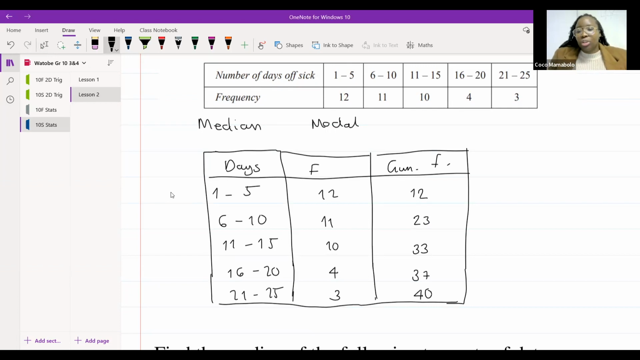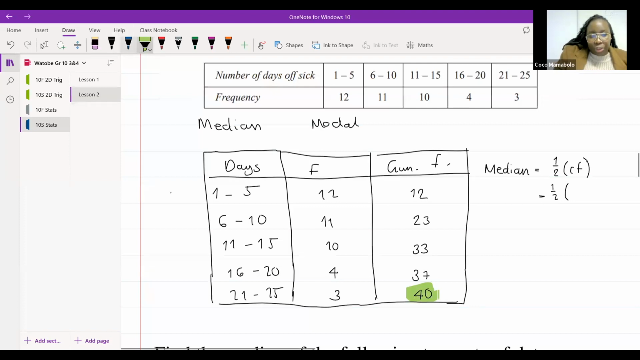Okay, so what we're going to do is we're going to say the median interval is going to equal half of the cumulative frequency. It's going to be the interval where half of my cumulative frequency is. Now, half of my total cumulative frequency would mean half of 40, which is equal to 20. Now, I want you guys to go find me the interval where the 20th child is. Where are we going to find the interval with the 20th child?